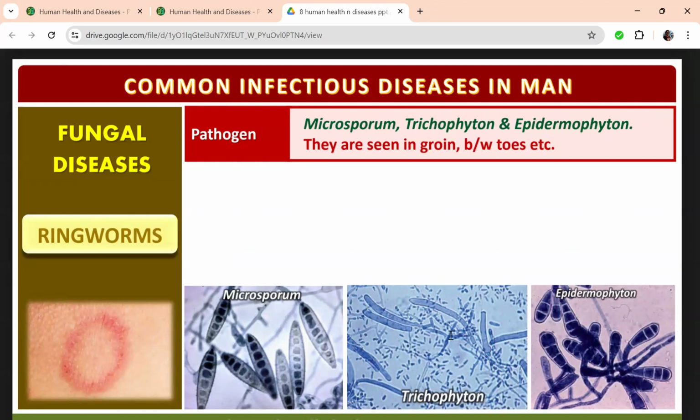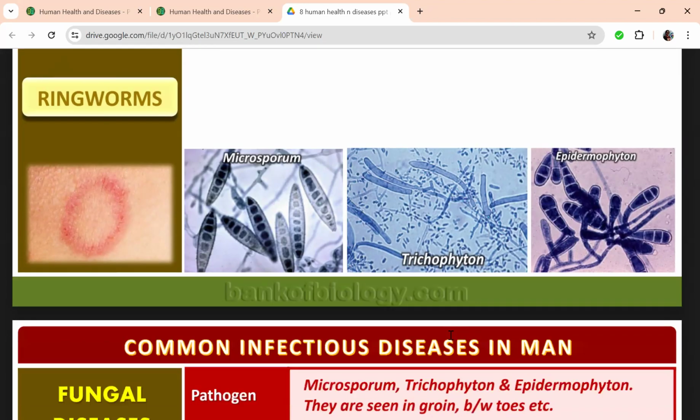Next, I'm coming to a fungal disease, which is ringworm. Ringworm can be caused by Microsporum, Trichophyton, or Epidermophyton. All these are the pathogens. They are seen in the groin or between the toes. So they are found there, whether it is Microsporum, Trichophyton, or Epidermophyton.